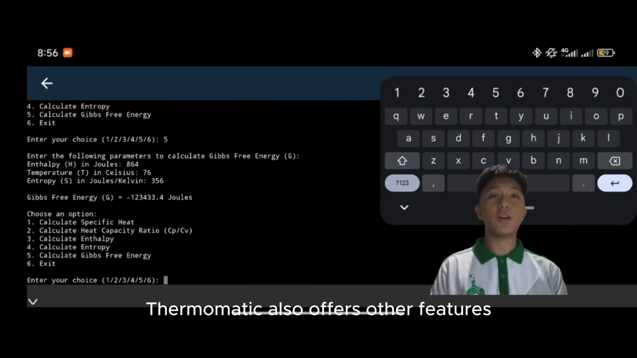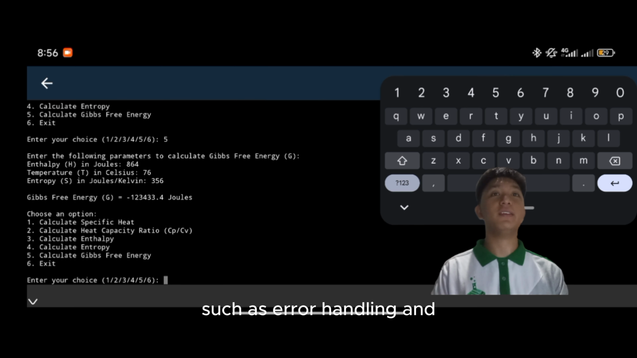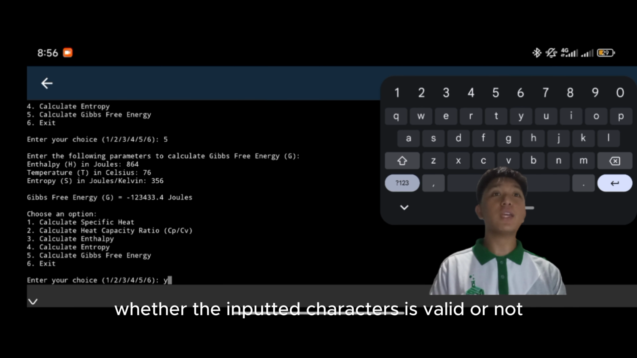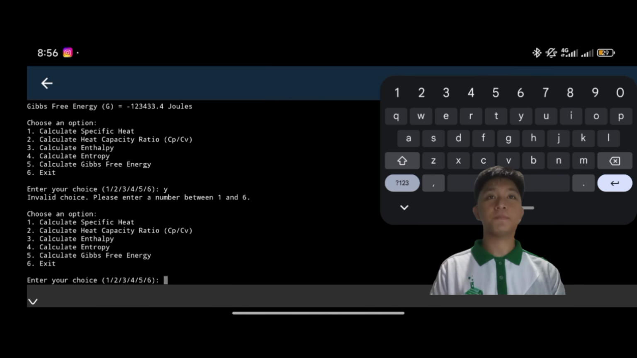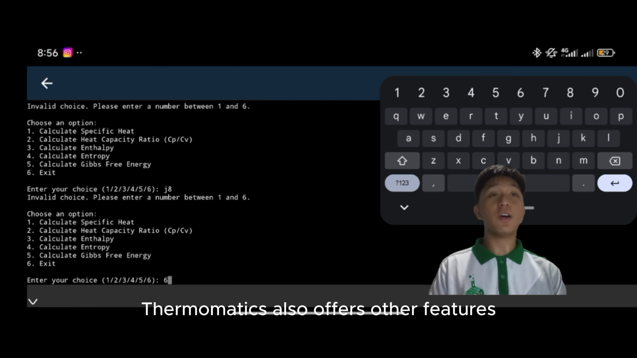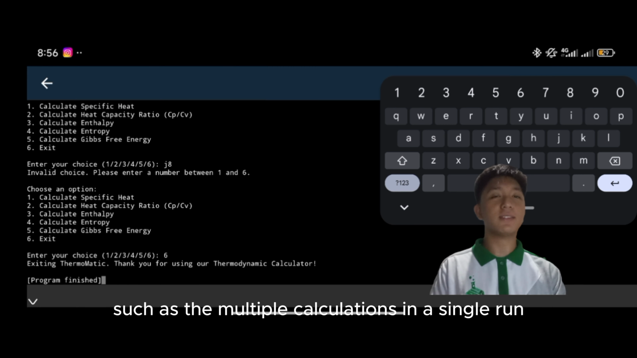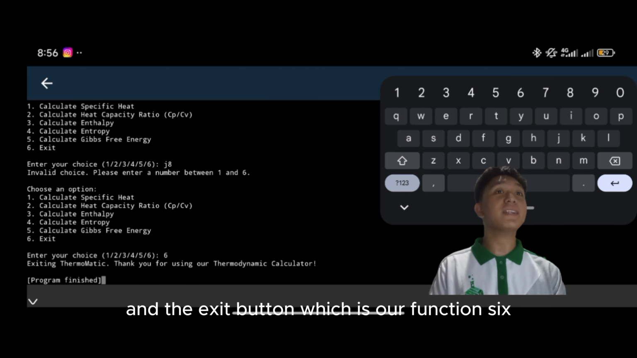ThermoMatic also offers other features such as error handling, in which the program knows whether the inputted characters are valid or not, which is being shown in the video. ThermoMatic also offers other features such as multiple calculations in a single run and an exit button, which is our function 6.